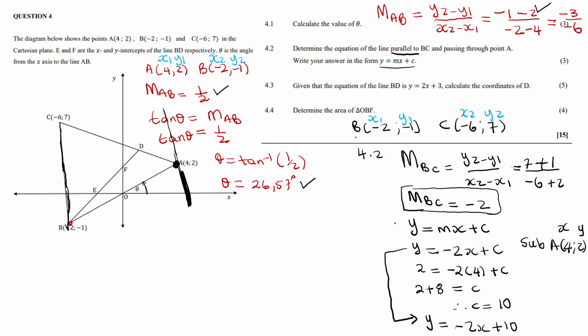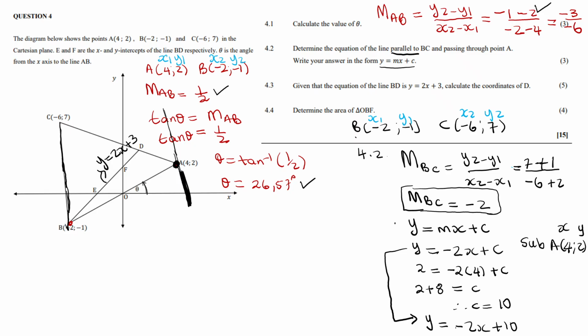Okay, so now ladies and gents, let's move to 4.3 and see what we need to do on that 4.3. We are given that the line BD is y is equal to 2x plus 3. So this line here is going to have the equation y is equal to 2x plus 3. Calculate the coordinates of D.